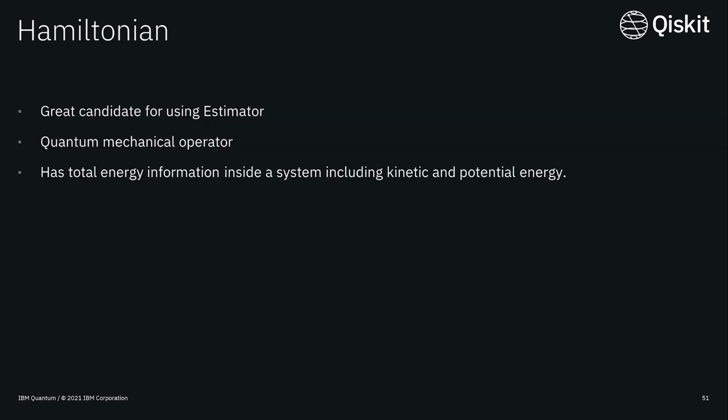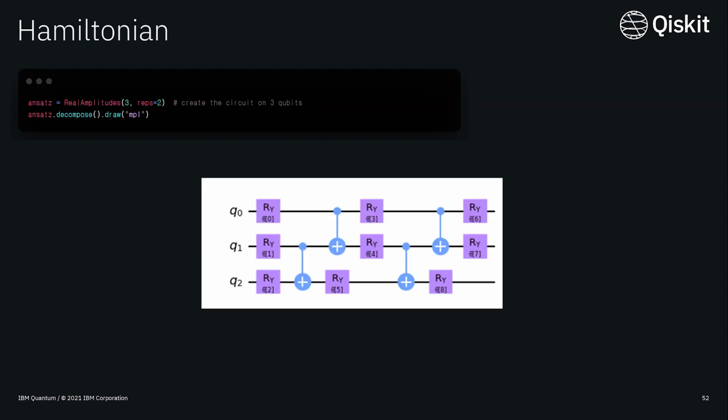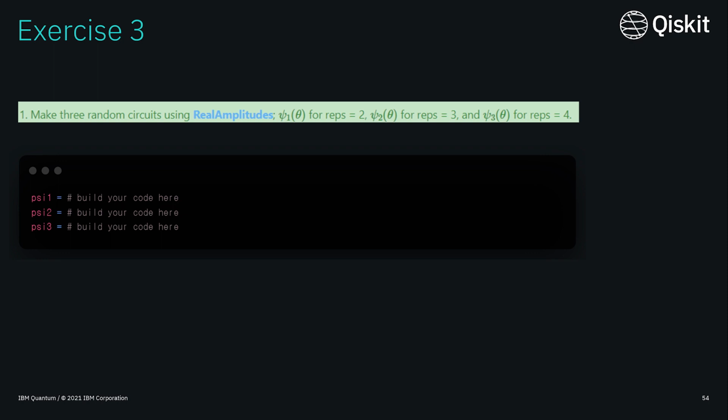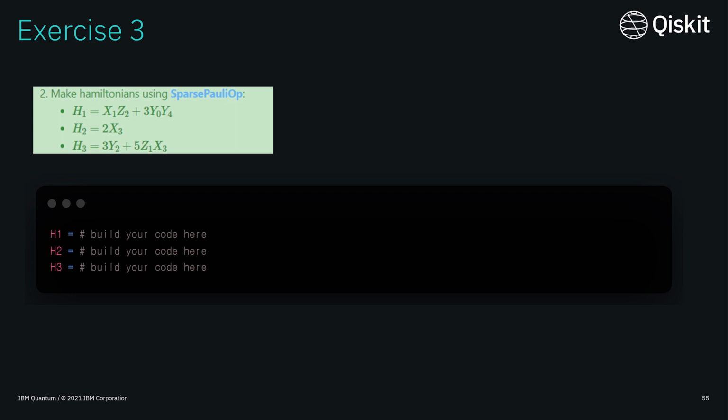A Hamiltonian is a quantum mechanical operator, and it has total energy information including kinetic and potential energy. Since we need a parameterized circuit for calculating the Hamiltonian, we build the circuit using RealAmplitudes. As our exercise 3, we have to calculate the Hamiltonian using a 5-qubit circuit in the estimator. First, we have to define the circuits for each side using RealAmplitudes, then define the Hamiltonian expectation value using the SparsePauliOp.